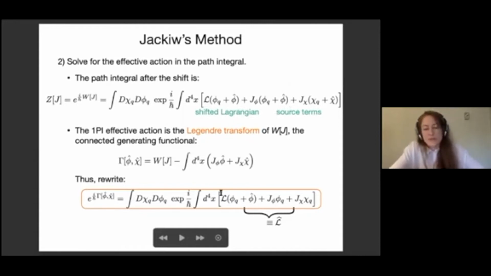And so I'm left with an exponent, which is the shifted Lagrangian, plus the linear terms in phi quantum and chi quantum, which have the sources. I'm going to call this whole exponent L hat. So I'm going to call this whole exponent after the shift L hat, and we need to do the path integral over L hat.